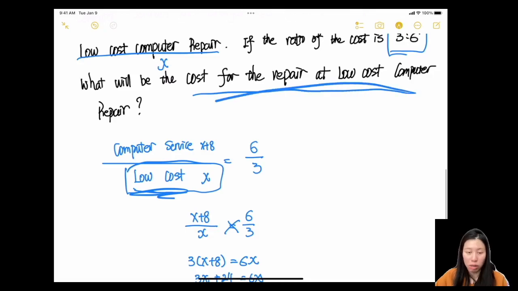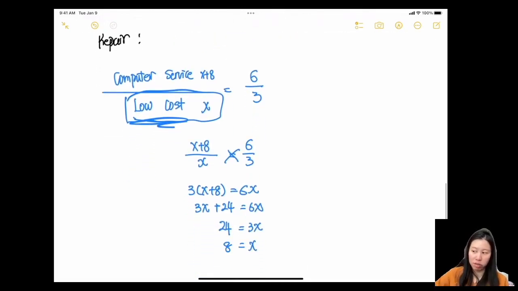So that means that's how much they charge you. It's $8. Okay, so that's it for the proportion problem. Let me know if you have more questions.